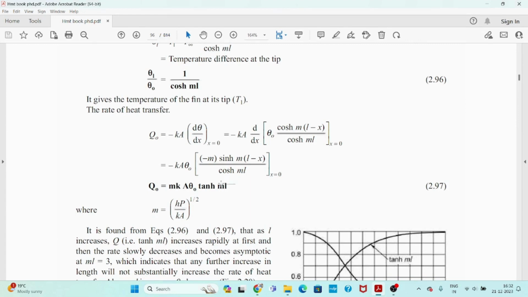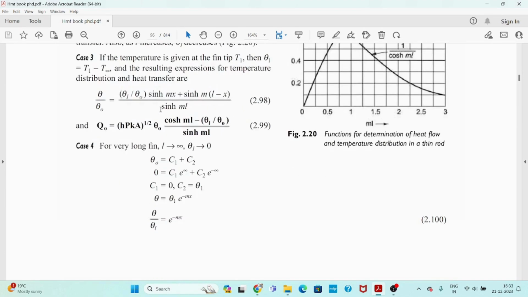The heat transfer Q and theta, with tanh. This one is important: fin insulated at tip. Please remember this formula. Okay. And here is h upon mk, Q and theta tanh of mL, insulated at tip, like a fin of a certain length. Okay. This is the one case.